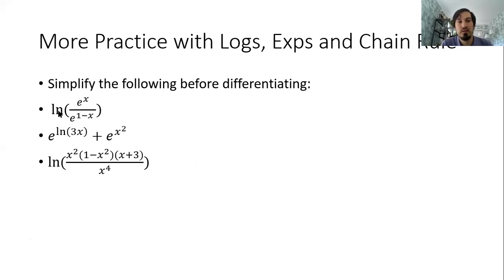What's this first one? I think we can do this in our head. What is the natural log of e to the x divided by e to the 1 minus x? Before we do anything, just simplify that. What would it be? Any ideas? How about we do the fraction first. First, simplify this fraction. What would you get? What is e to the x divided by e to the 1 minus x?